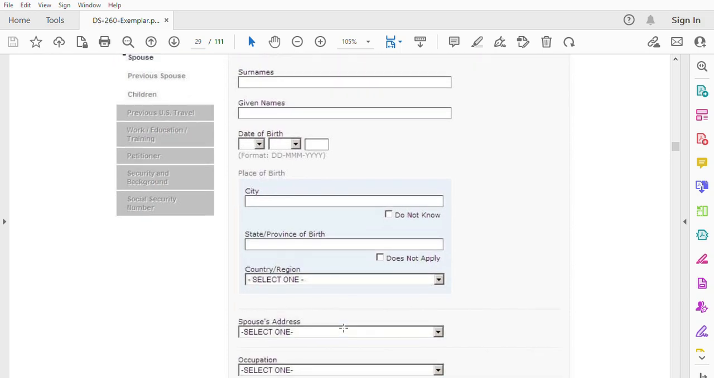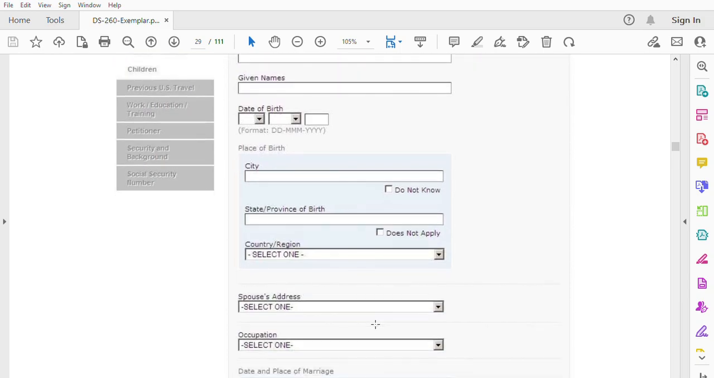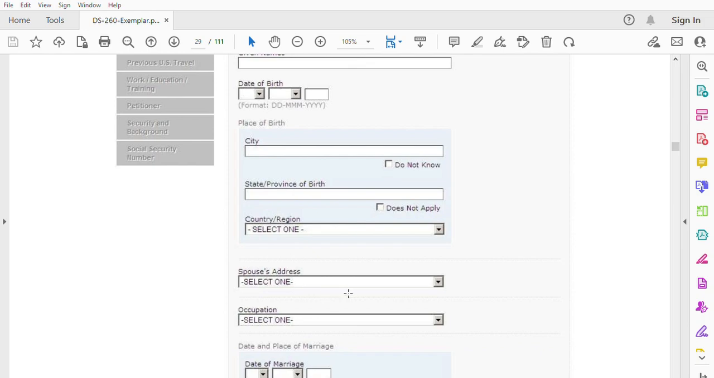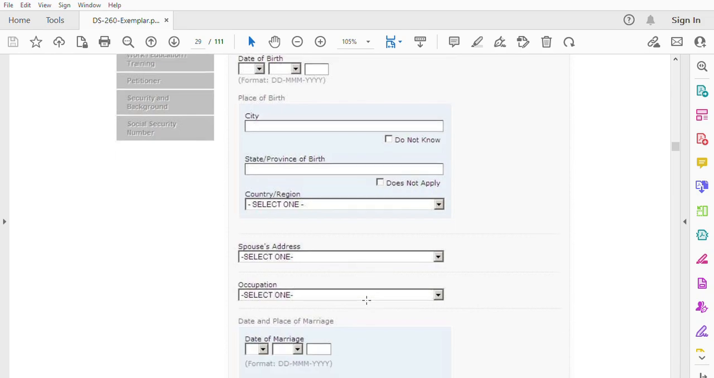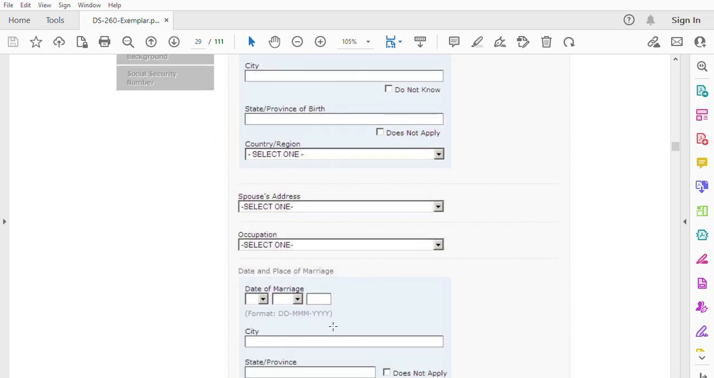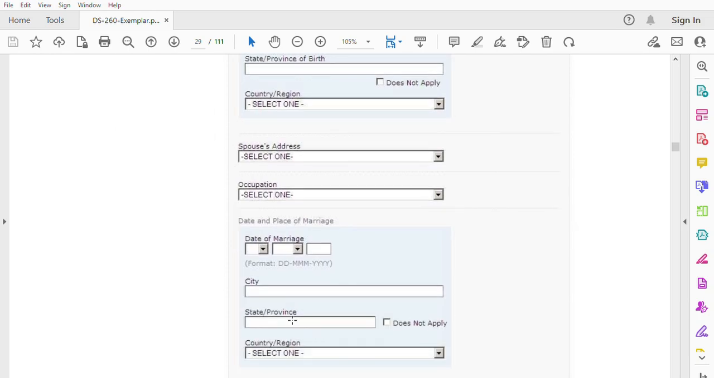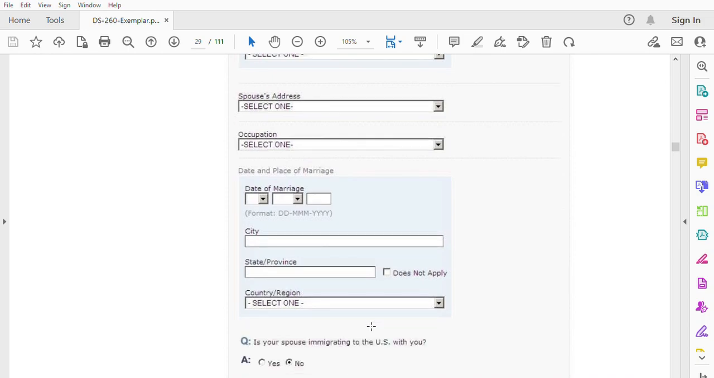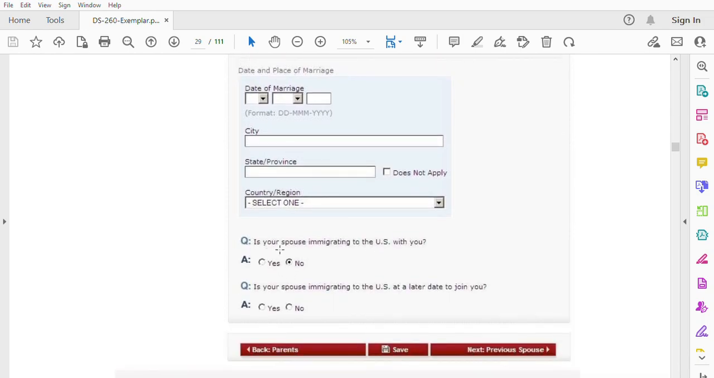In my case, it's my country, and the spouse address is going to be in the United States, because I live in the United States. Occupation, what I do: I'm an engineer. Date of marriage, you're gonna put it right here. The city where the marriage took place, state or province, in my example is Kinifra, and the region is gonna be Morocco. Next question, is your spouse immigrating to US with you? In my case, no. Is your spouse immigrating to US at a later date to join you? No, because I'm a US citizen, I'm here in the United States. So we're gonna go to next, previous spouses.